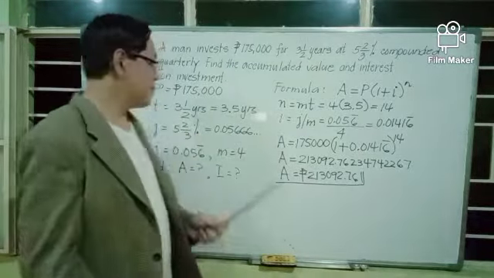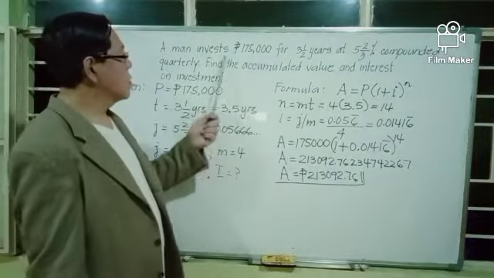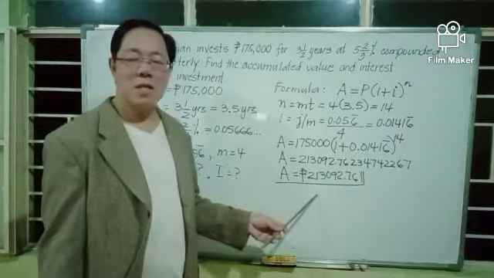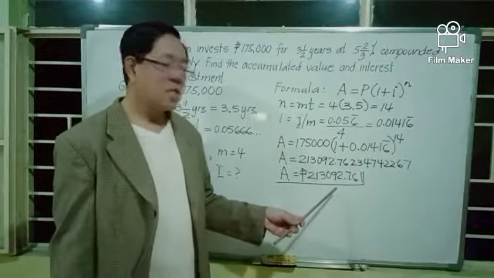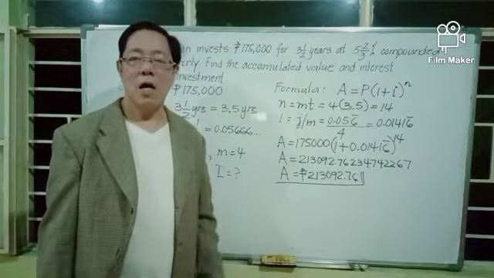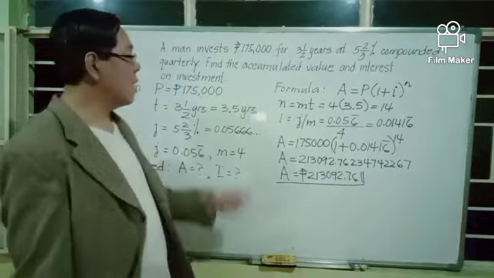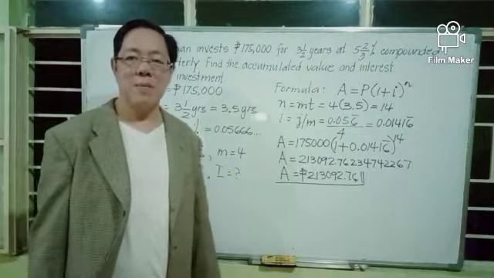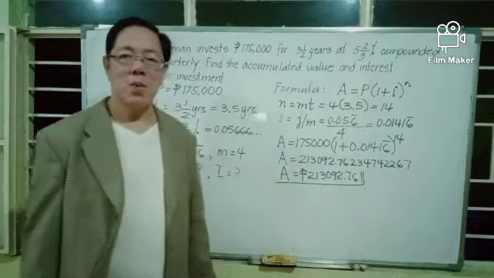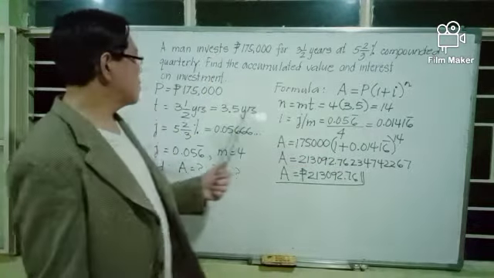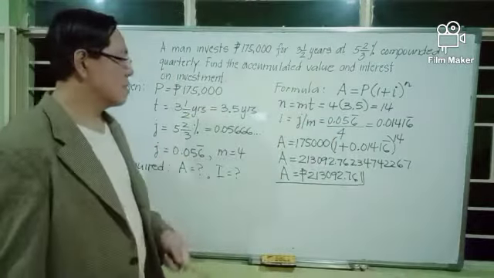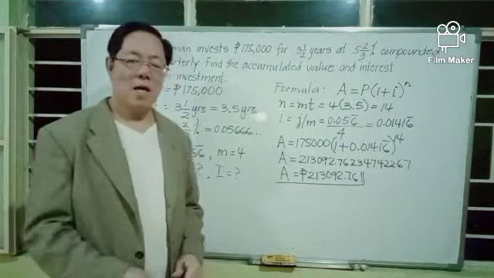Thus, at the end of 3.5 years, 175,000 pesos will accumulate to 213,092.76 pesos. This amount includes the amount of interest earned by the investment of 175,000 pesos at 5 2/3% compounded quarterly. Next, we find the interest on investment, denoted by capital I.